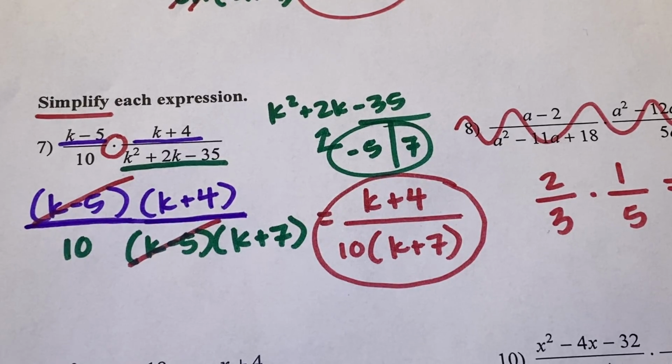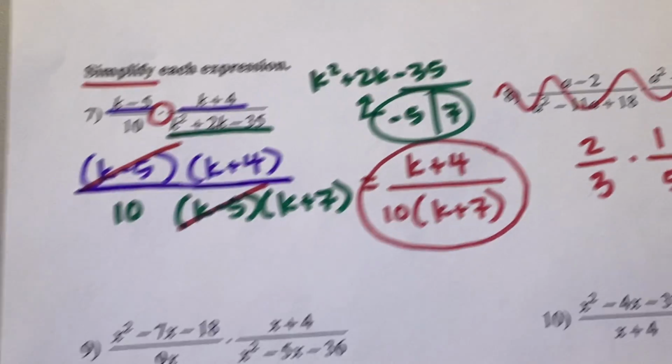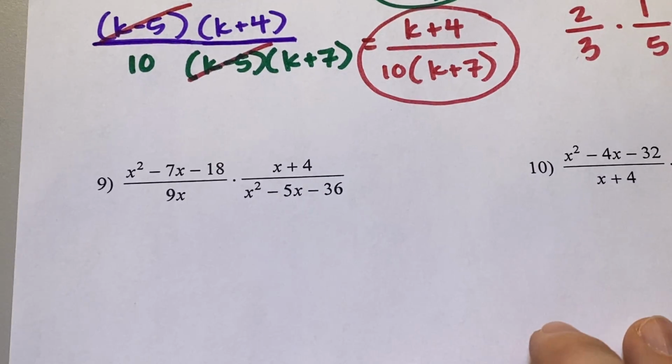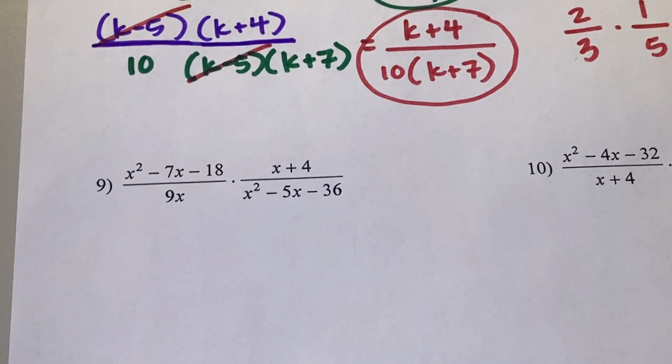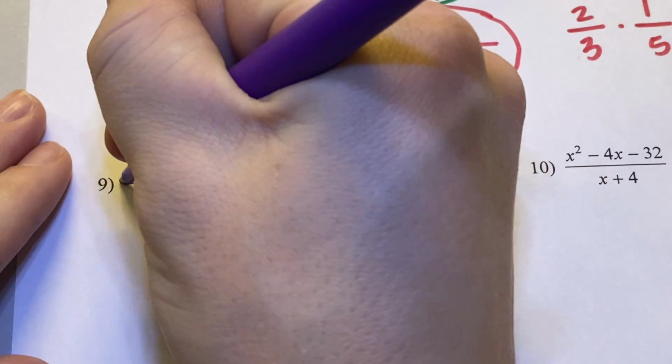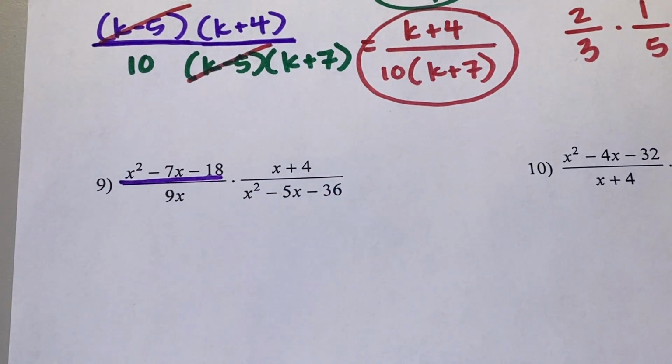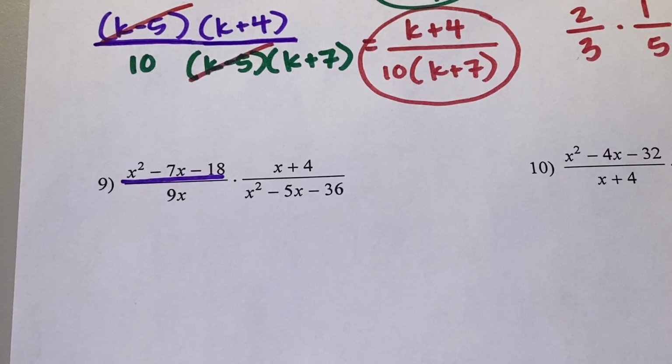That's it. We're literally doing the same thing. Factor if you can, then simplify. Cross things out. Okay, so let's try it again. Number 9. Let's look at my first numerator, this guy right here. Can I factor that guy? Yeah, we can play the number game with him.